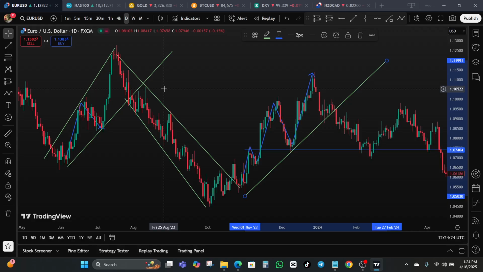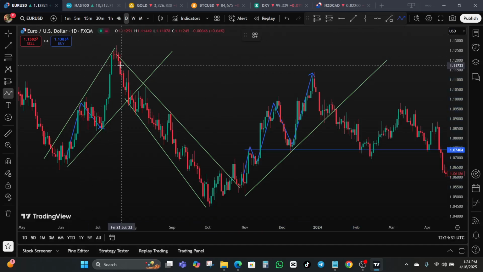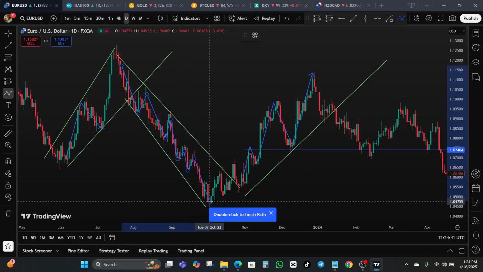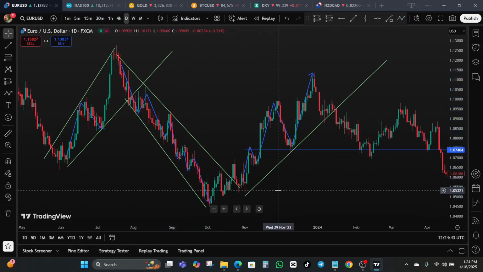Pullbacks tend to be shorter. For example, you can see in this downtrend we have a series of pullbacks, right? So pullbacks tend to be shorter, shallower, and more predictable than deeper retracements.